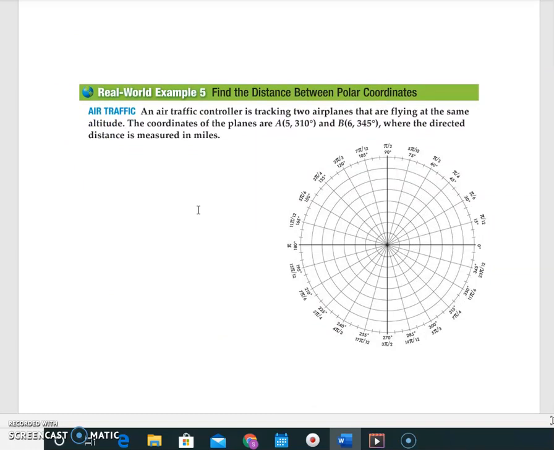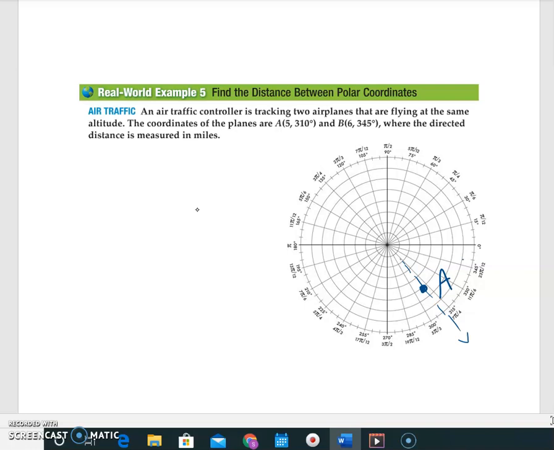Then we can find the distance between the 2 points. We have an example of using that here if we want to find distance. It says an air traffic controller is tracking 2 airplanes that are flying at the same altitude. The coordinates of the planes are 5 and 310, which is A. So we want to find 310 degrees, which is right in here, and then 5 units from the origin. So we've got 1, 2, 3, 4, and 5.